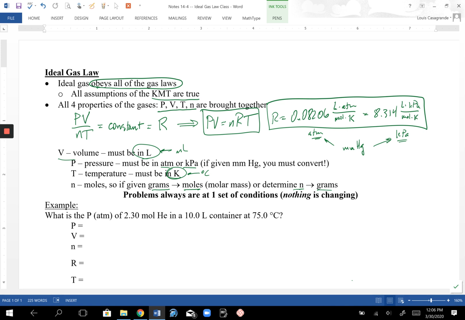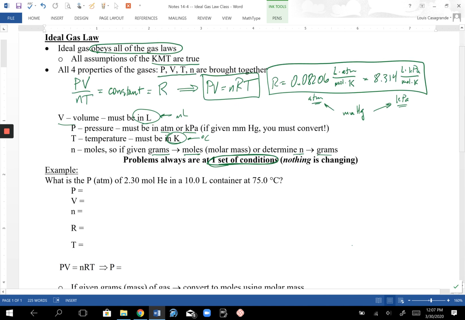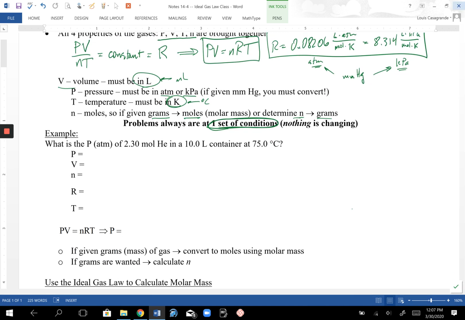In these problems, unlike the previous problems, we are always in one set of conditions. So nothing is going to be changing when we use PV equals nRT. All we're going to do is see that we have 3 of the 4 properties of the gas, and then rearrange PV equals nRT and plug the values in.